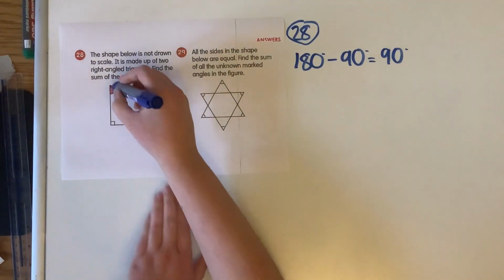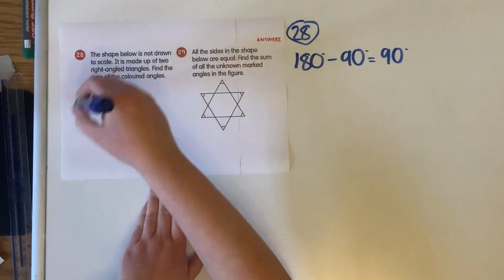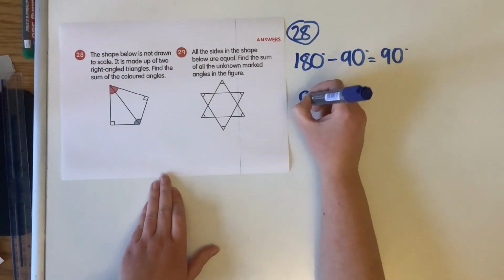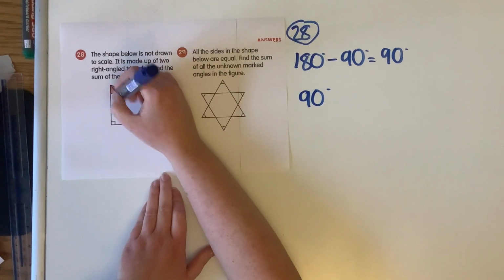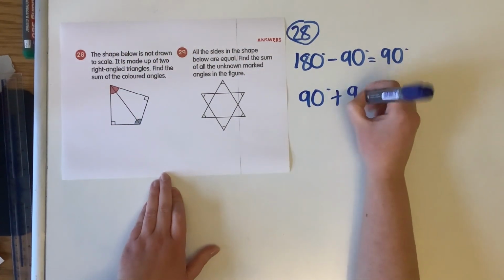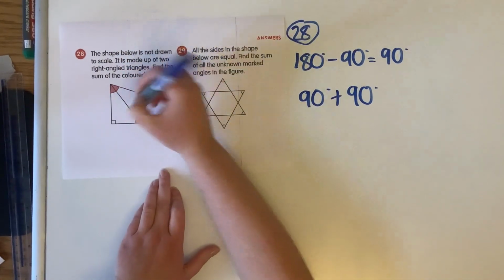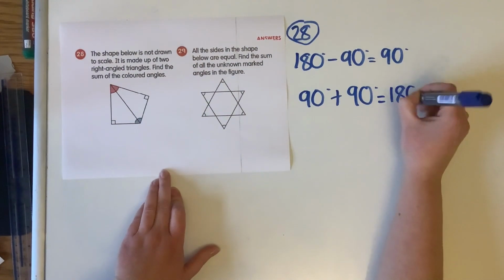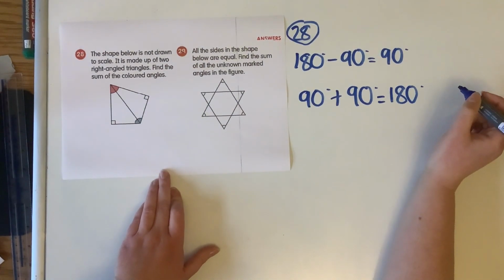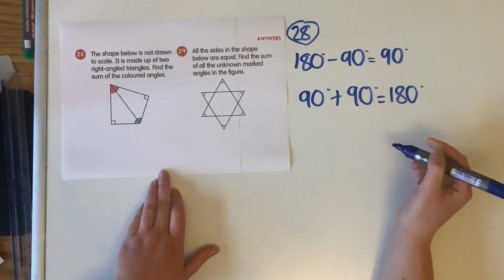So if I'm working out now the sum of all of the coloured angles, I need to do 90 degrees, which is these two, add 90 degrees, which is these two, which added together equals 180 degrees. So the sum of the coloured angles is 180 degrees.